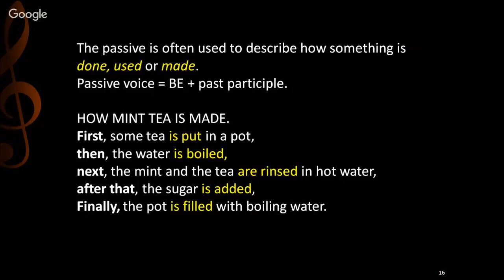How mint tea is made. First, some tea is put in a pot. Then the water is boiled. Next, the mint and the tea are rinsed in hot water. After that, the sugar is added. Finally, the pot is filled with boiling water. So this is how you write about the process of making mint tea. So notice that is put, is boiled, or rinsed, they're all in the passive voice.